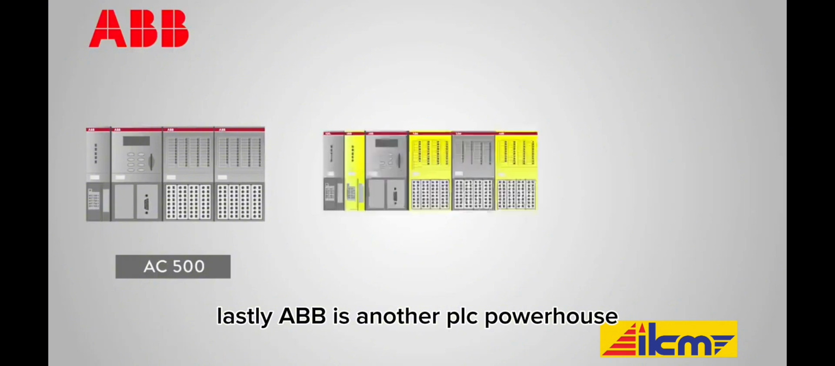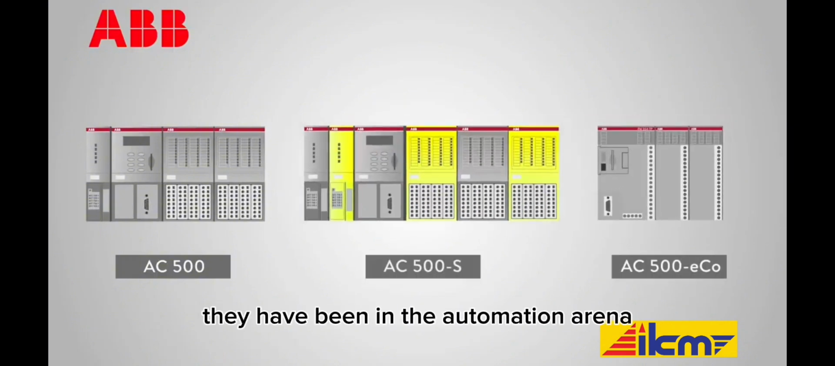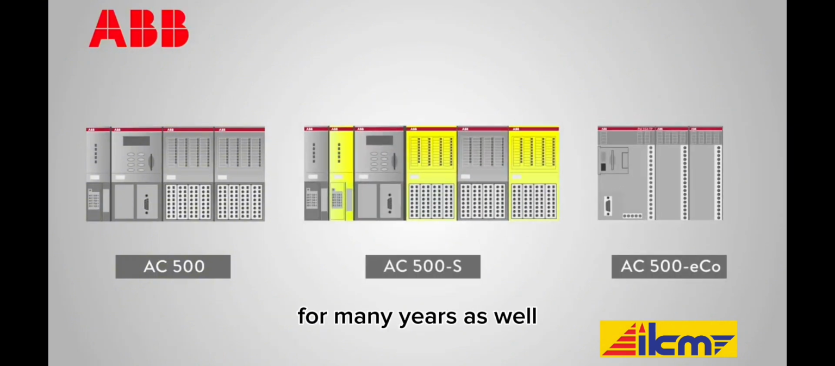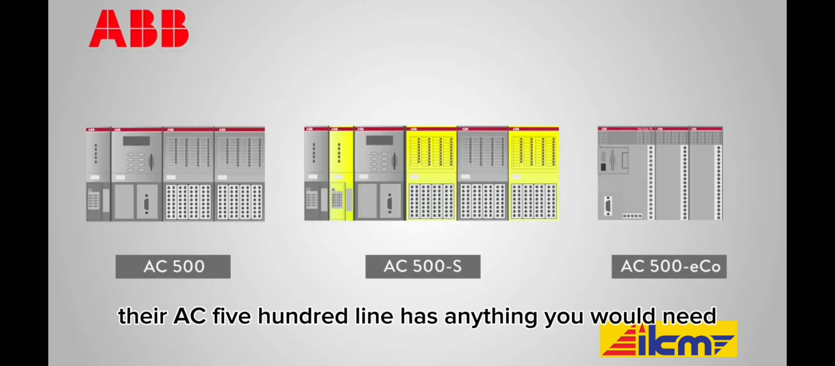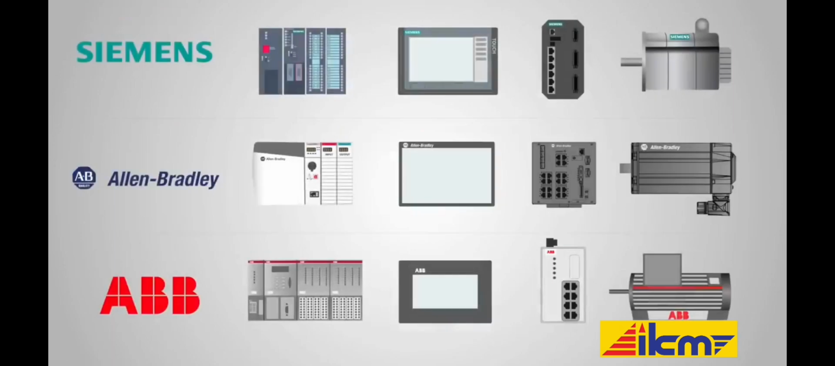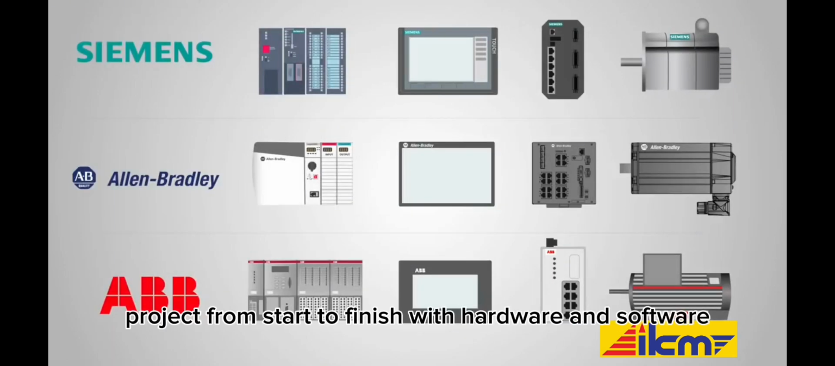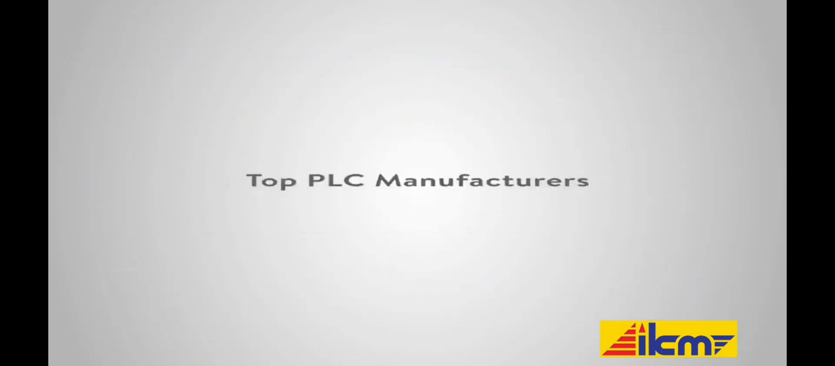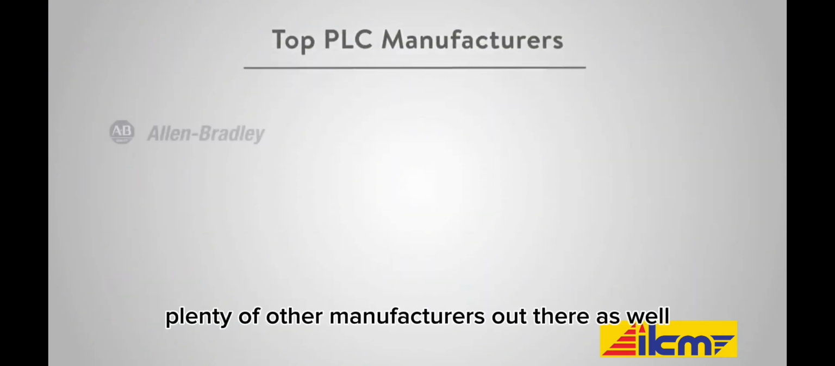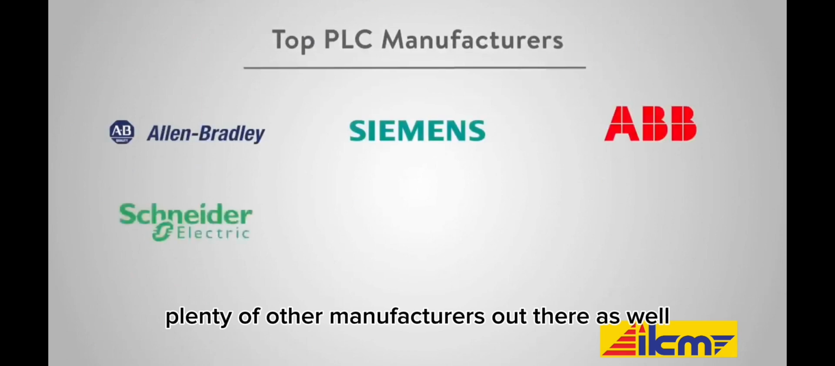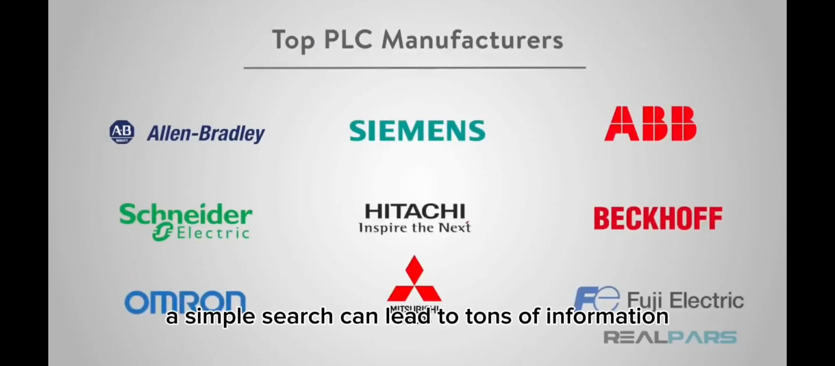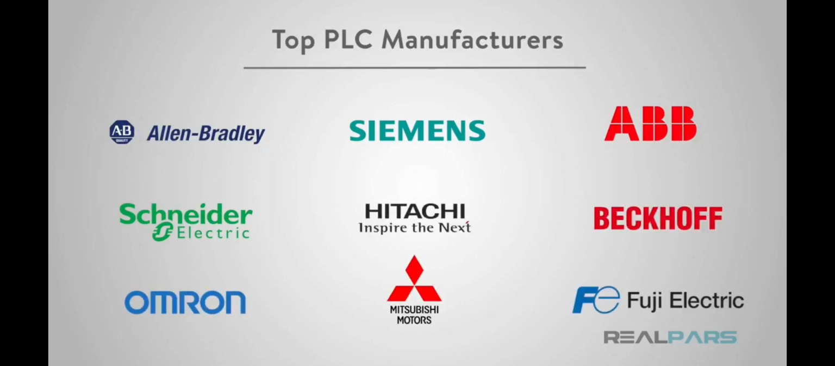Lastly, ABB is another PLC powerhouse. They have been in the automation arena for many years as well. Their AC500 line has anything you will need for a project. Just remember that all three brands can complete an automation project from start to finish with hardware and software. Remember that there are plenty of other manufacturers out there as well. A simple search can lead to tons of information.